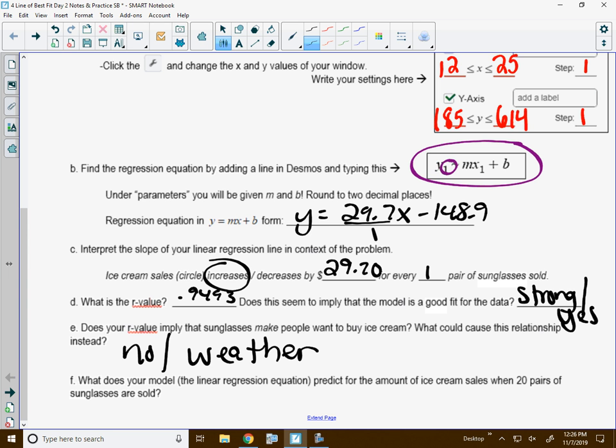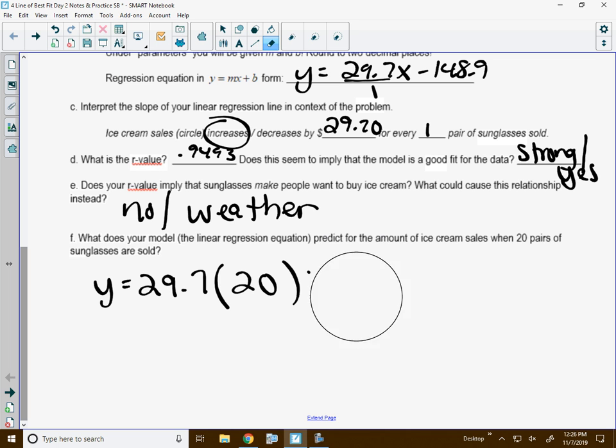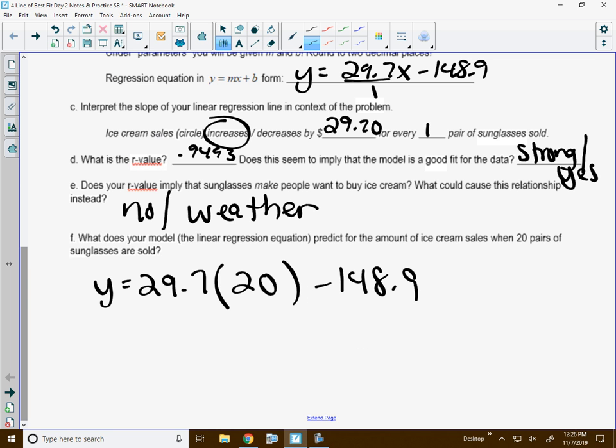Right, what does your model predict for the amount of ice cream sales when 20 pairs of sunglasses are sold? So where are we going to plug in 20? You're alive out there? Hopefully you're thinking that. Okay, now could you use Desmos to help you? Yes. Okay, you could use Desmos. I'm going to go ahead and just plug it in here.